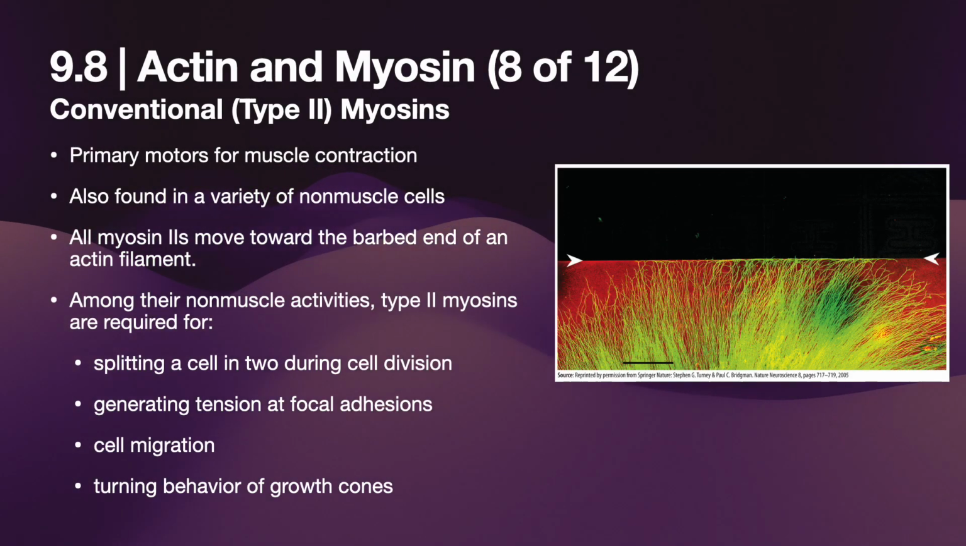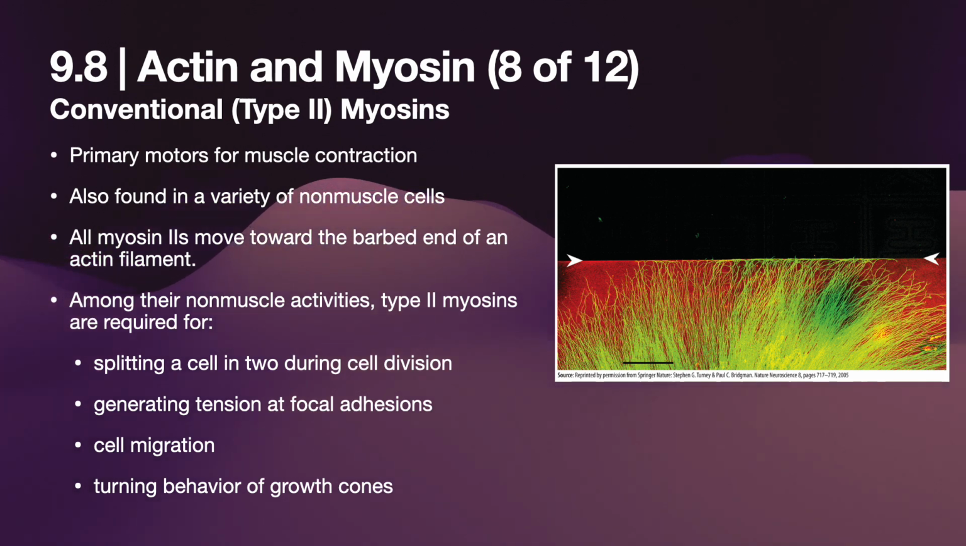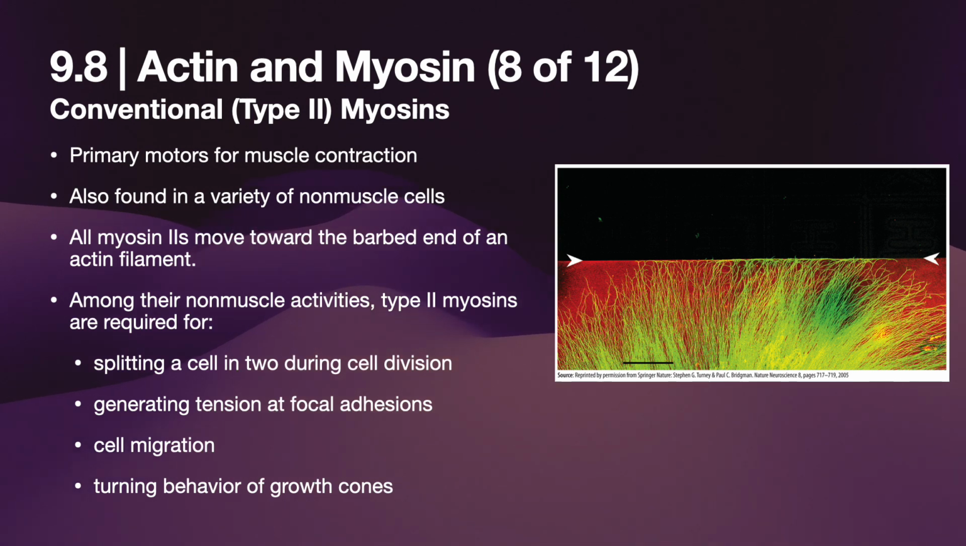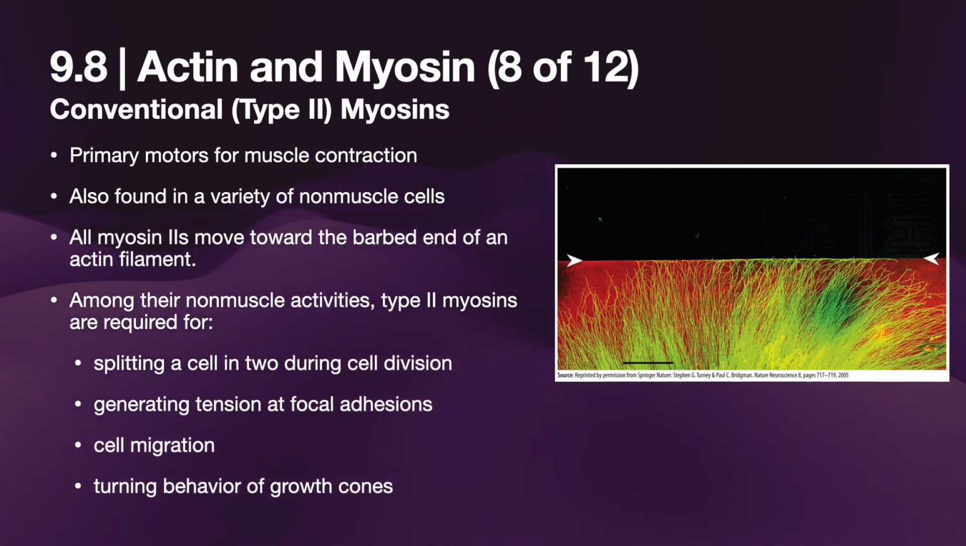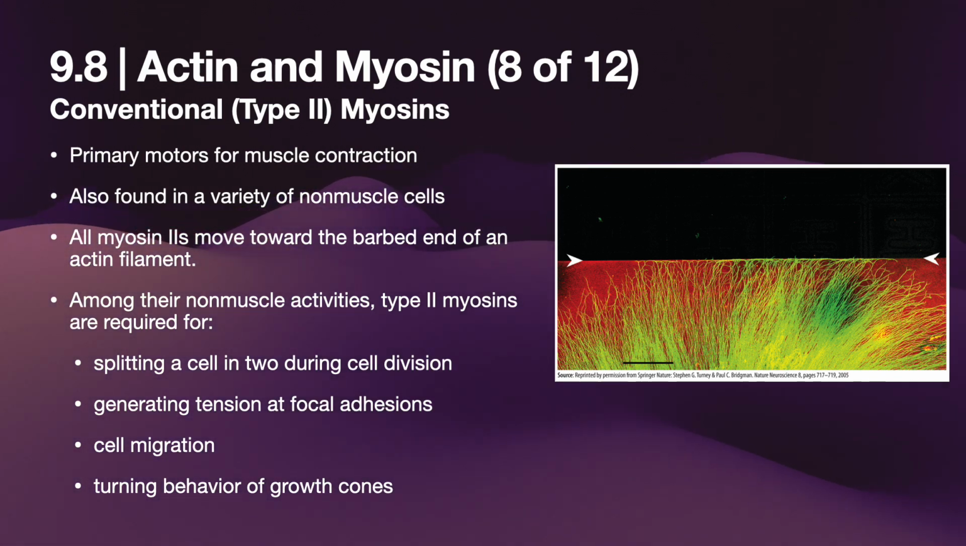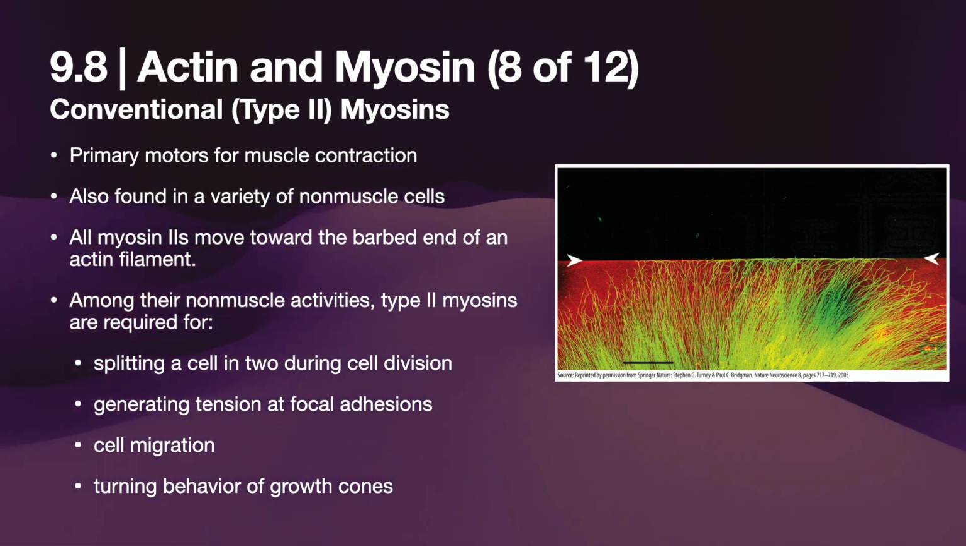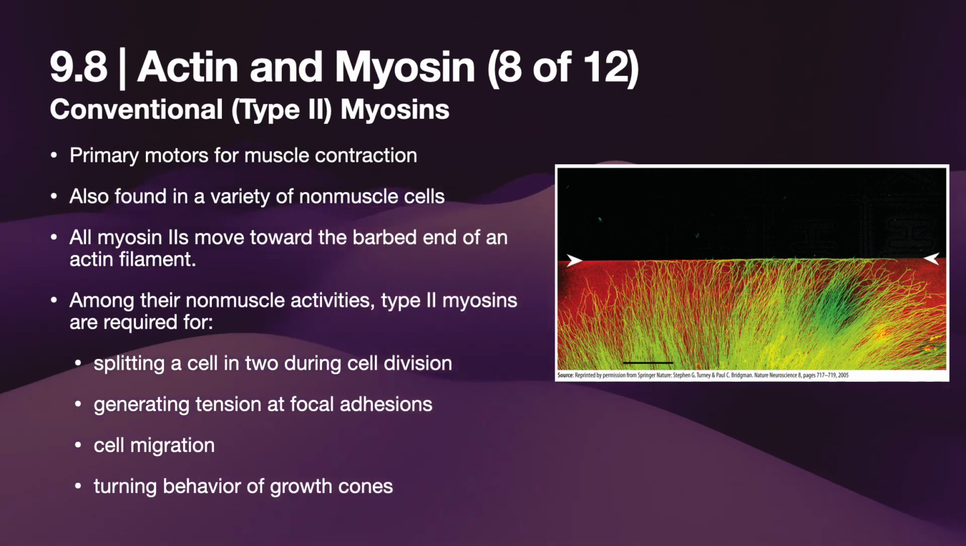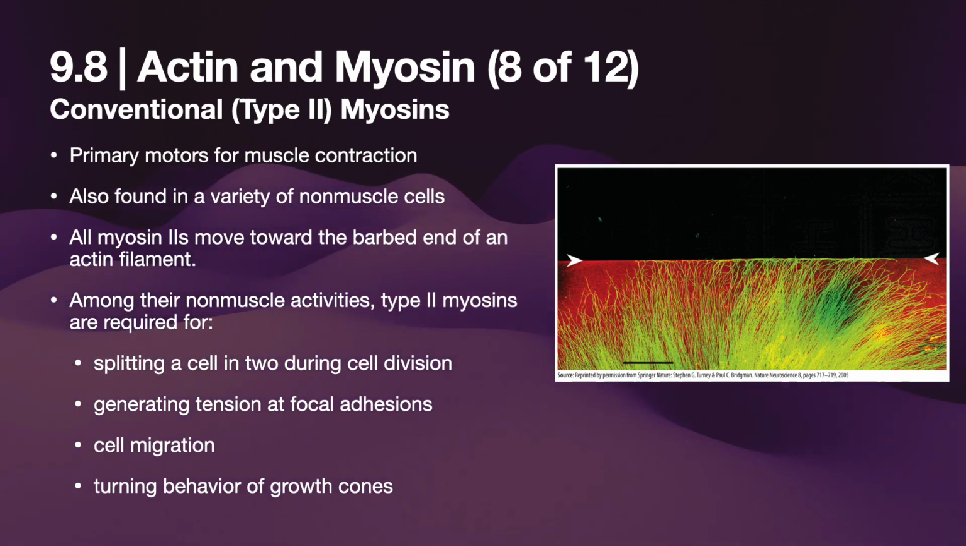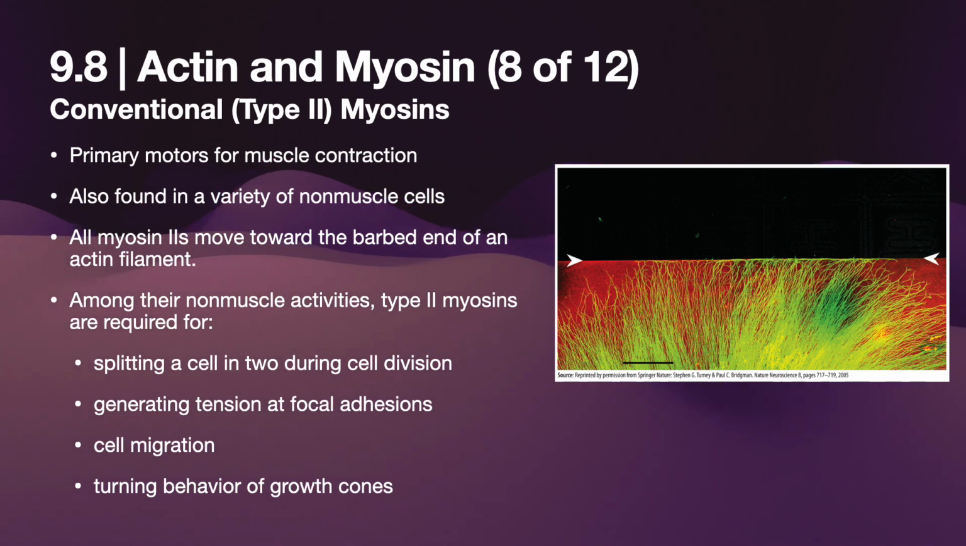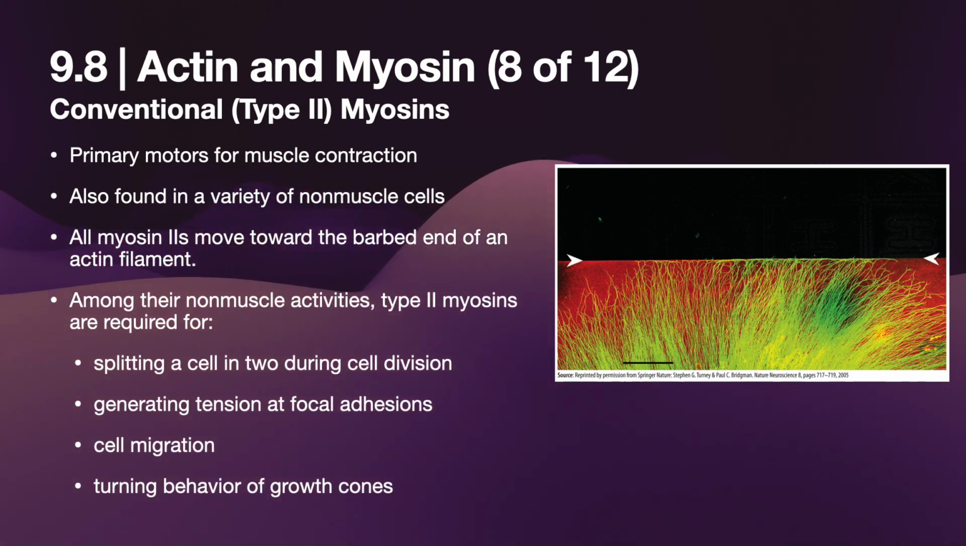The conventional type 2 myosins are the primary motors for muscle contraction. They can also be found in a variety of non-muscle cells. All myosin 2s move toward the barbed end of the actin filament. Among their non-muscle activities, type 2 myosins are required for splitting a cell into two during cell division, generating tension at focal adhesions, cell migration, and turning behavior of growth cones.